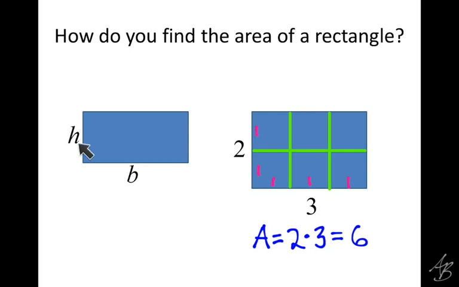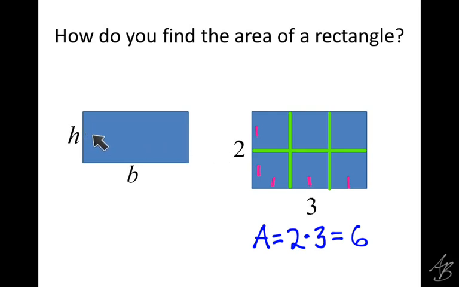Now, what gets tricky is when we start throwing some variables in there. This h could be any number, right? And this b could be any number. You guys know what the b and the h stand for? What does the b stand for? Base, and the h stands for height. Okay, so the b could be any number. It could be 3, like it was in this problem, or it could be 7, or it could be 12.4. It could be really any number we want. And the h could be any number.